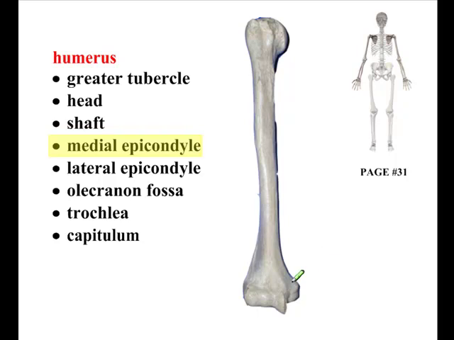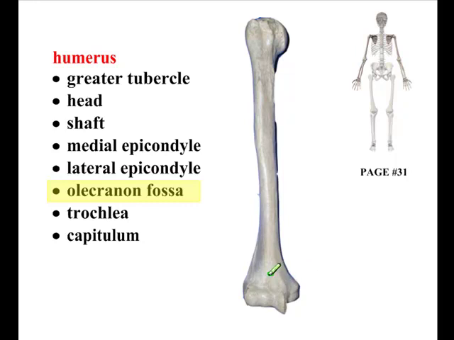Medial and lateral epicondyles. Right here, the medial epicondyle, and here the lateral epicondyle, and these large bony areas at the end of the long bone allow for the attachment of ligaments, tendons, and muscle. These last three sections we have are grooves and shapes within the humerus, which allow the humerus to articulate with the bones of the forearm.